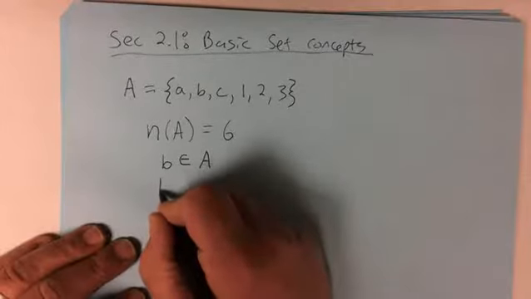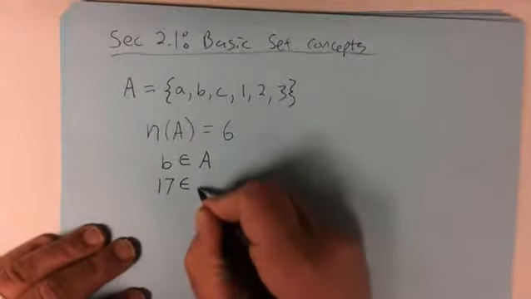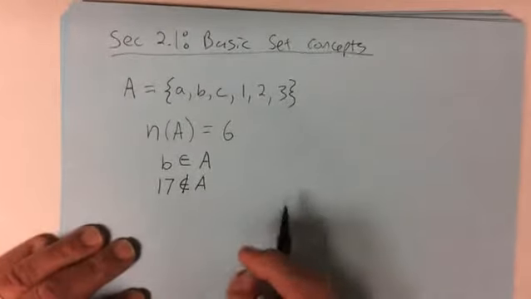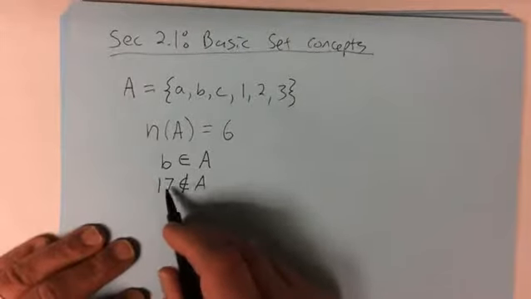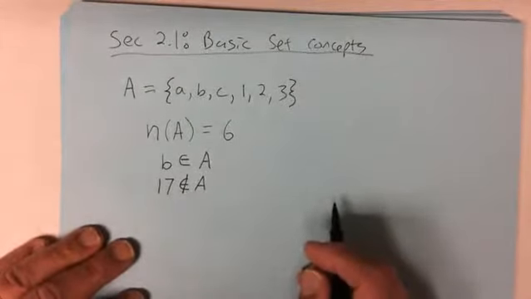I could also say something like 17 is not an element of set A. And what I would do is I would cross out the E symbol. And this is a way of saying 17 is not an element of set A.